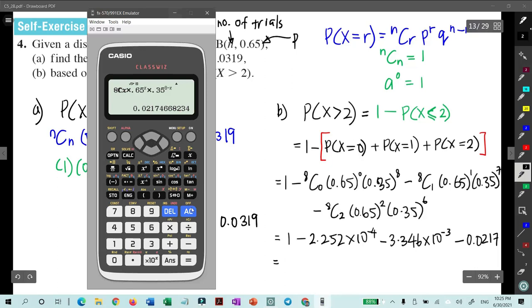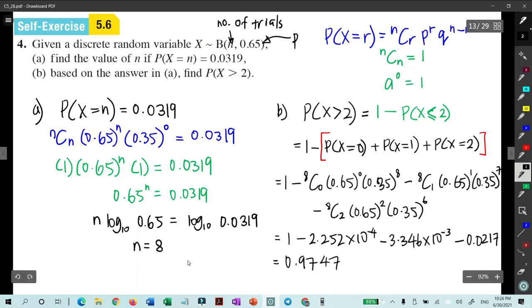Now let's minus all these three values from 1. So 1 minus 2.252 times 10 to the power of -4 minus 3.346 times 10 to the power of -3, and then minus 0.0217, and we press equals. The final answer is 0.9747. Done.